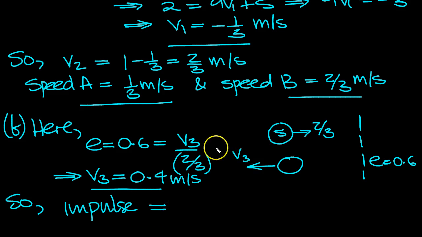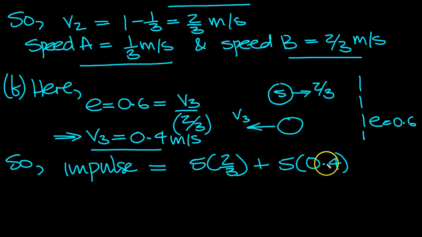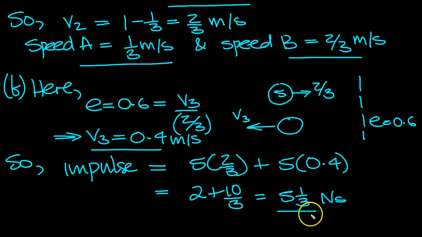So the impulse is equal to the change in momentum. In this direction it's going, in that direction it's reversed, so it's this plus this, isn't it? So it's 5 lots of 2/3 plus 5 lots of 0.4. This is 10/3, and this is 2. 2 and 10/3 is what we've got here, which is 5 and 1/3. Newton seconds is the unit of impulse.